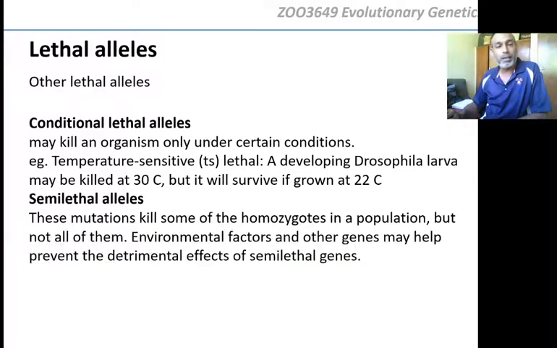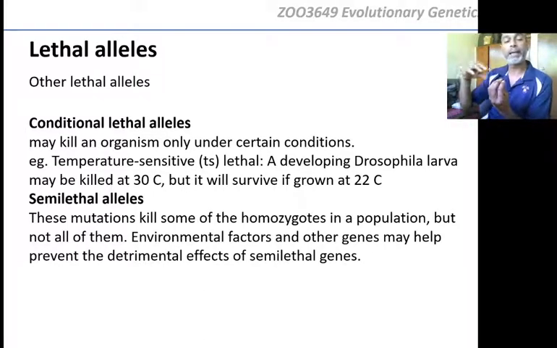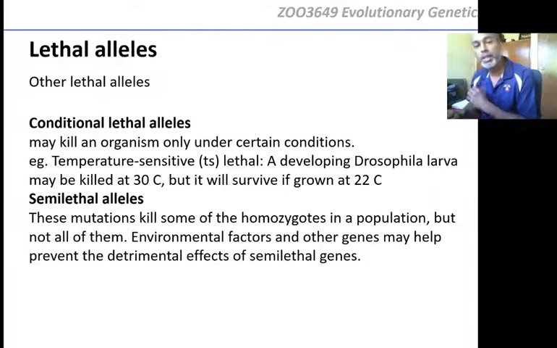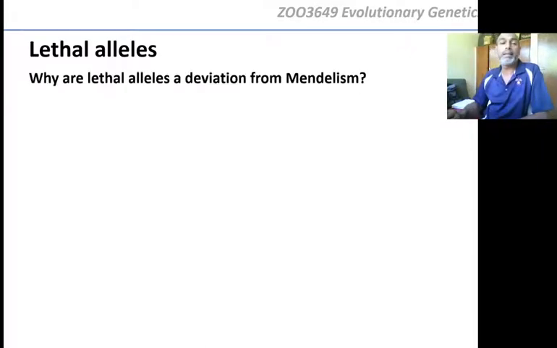What about semi-lethal alleles? These mutations kill some of the homozygotes in the population, but they don't kill all the homozygotes in the population, okay? There are some environmental factors and maybe other genes in other parts of the genome that are helping to prevent the lethal condition, preventing the death of the organism. So in those cases, they're called semi-lethal.